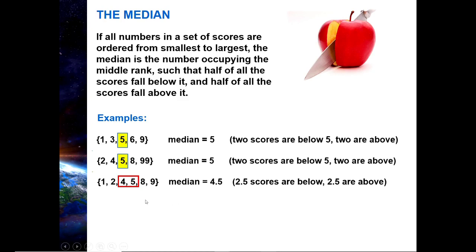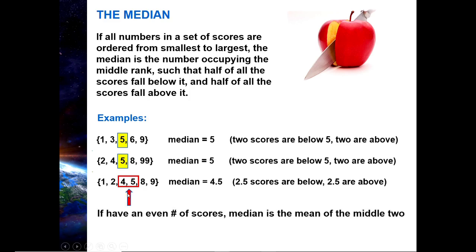Okay, and now what we can see is if we have a median of 4.5, right here, it's just the mean of these 2 scores. Then we have 2.5 scores below and 2.5 scores above. So 4.5 is the median, even though there is no number in your data set that's 4.5.